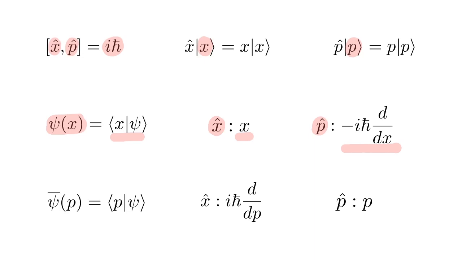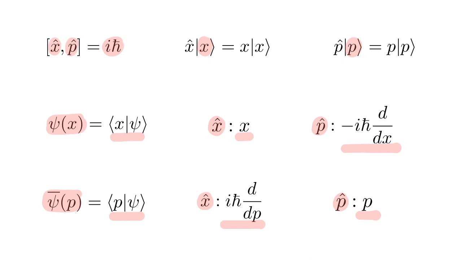The results in the momentum representation are in a sense complementary to those in the position representation, so the wave function is psi bar of p, which is the projection of the state psi onto the basis ket p. The action of the position operator is such that it calculates the derivative of the wave function with respect to p and then multiplies the result by i h bar, and the action of the momentum operator is simply multiplicative.